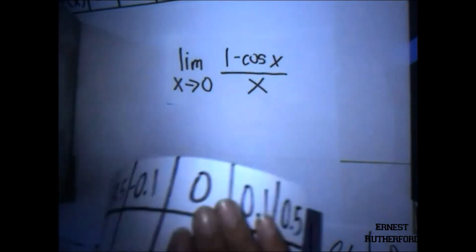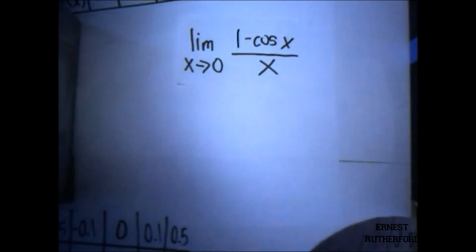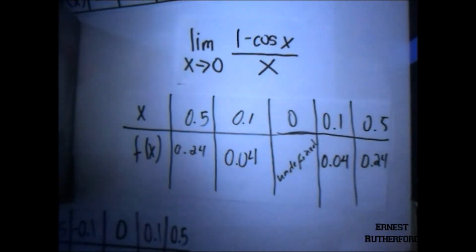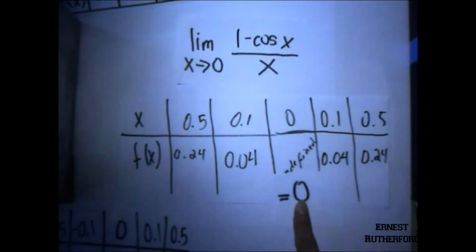Next is the limit of 1 minus cosine x over x as x approaches 0. We need the calculator and a table of values. Then doing just the same as the other one, we get these values. Then the limit is 0.